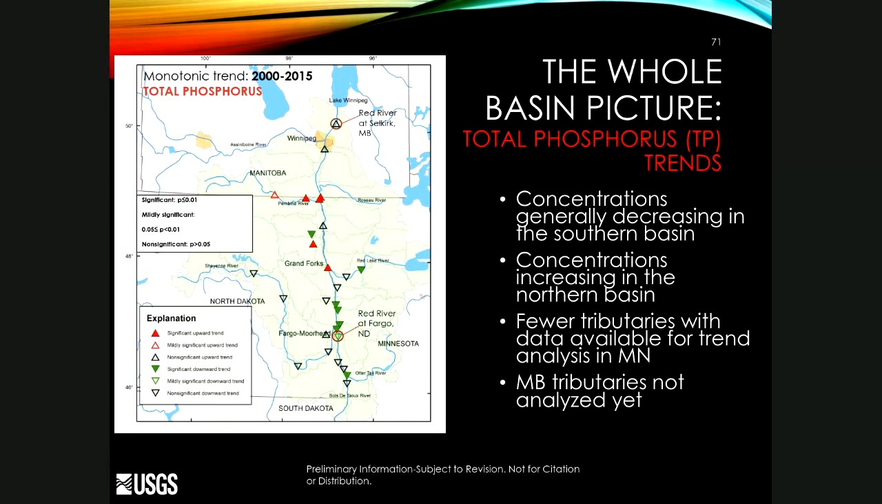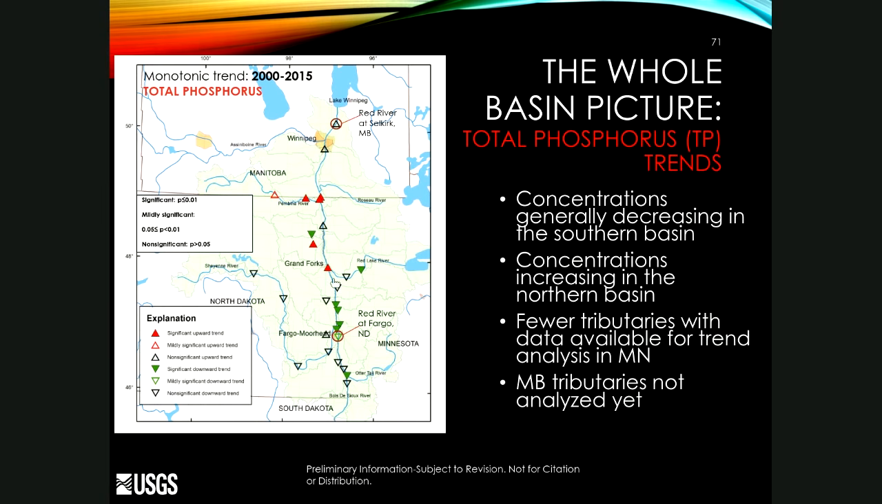So this is looking at the whole basin and what the trends look like for total phosphorus from 2000 to 2015. I just want to point out that we have some upward triangles that indicate upward trends, some downward triangles that are indicating downward trends, and we defined how significant those trends are by putting a value with those key values. In the lower part of the basin, we mainly have those downward triangles indicating that the southern basin generally has decreasing concentrations.